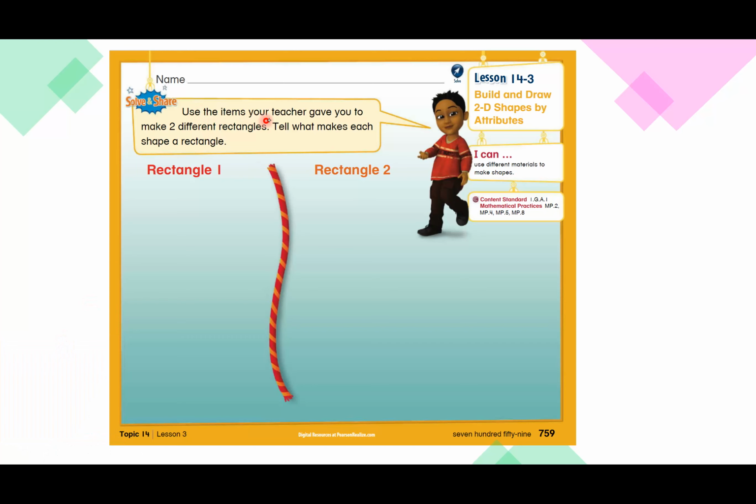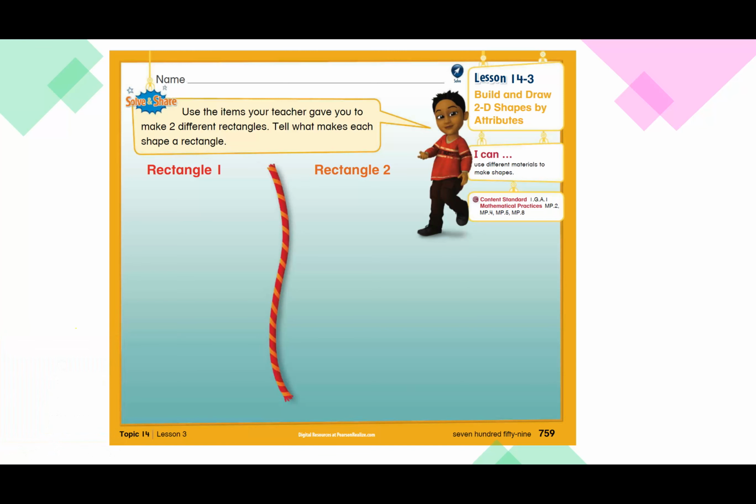Use the items your teacher gave you to make 2 different rectangles. Tell what makes each shape a rectangle. Now, what are the attributes of a rectangle? What did we learn about a rectangle?